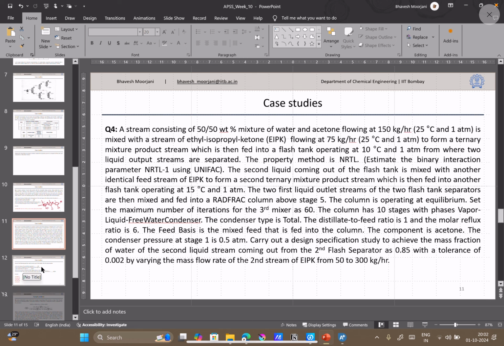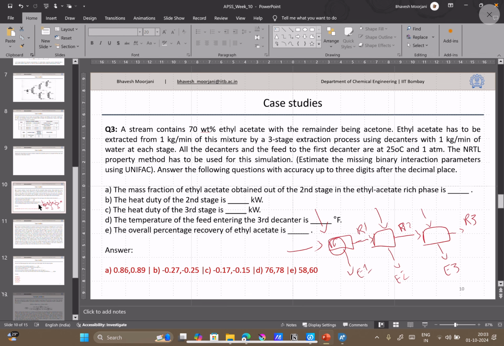This is again the same kind of azeotropic distillation kind of separation. Here you have a mixture of water and acetone, and this EIPK is used as a solvent which is fed to the flash tank to separate out the two liquid phases, and then a further extraction process is done. Okay, so these two examples we will stop here. We will take them from the next class, right?